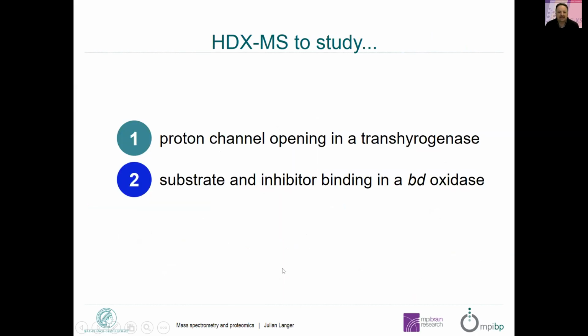So today, I'll be focusing mainly on HDX-MS, and I'll be showcasing two example projects that we've recently worked on. The first one is going to be on a proton channel opening in a transhydrogenase, a prokaryotic enzyme. And the second one is also a prokaryotic enzyme from Geobacillus, bd oxidase, a terminal oxidase, part of the respiratory chain that is essential for these bacteria. And there we look at substrate and inhibitor binding.